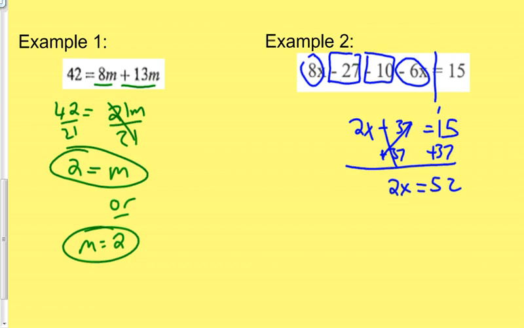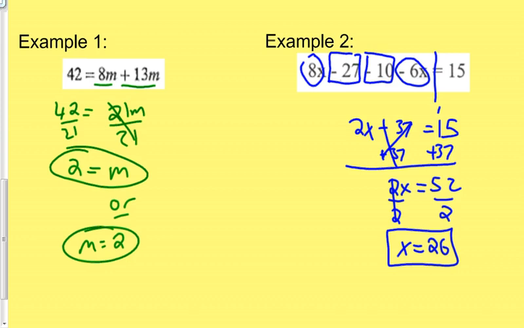We're going to get rid of what's attached to the variable now, and that is going to be done by dividing to both sides. 52 divided by 2 is 26. So there we go. So that's how you solve equations that have like terms involved in them.